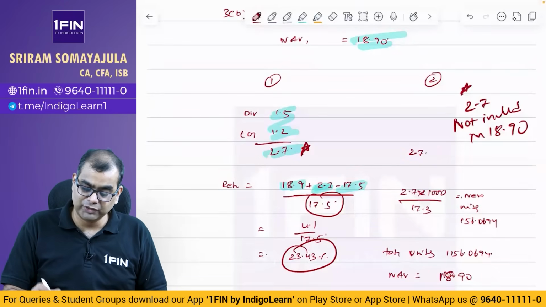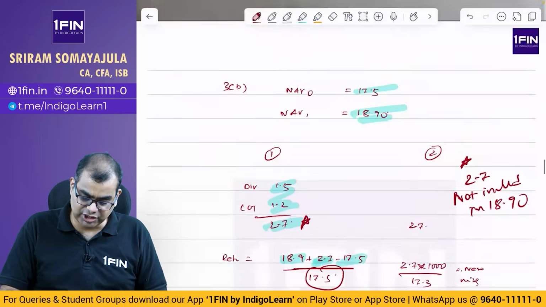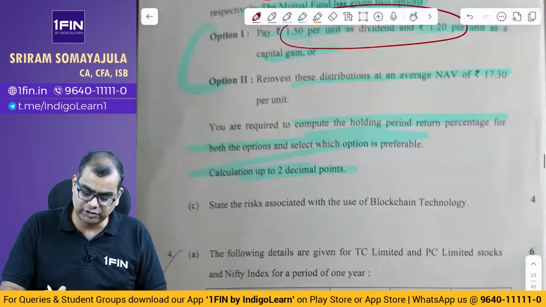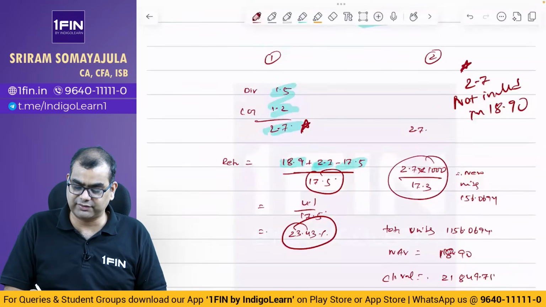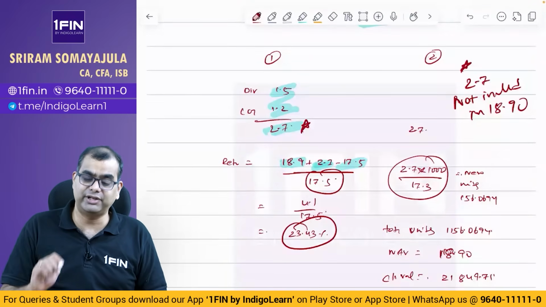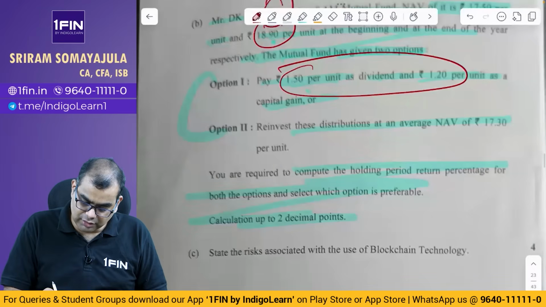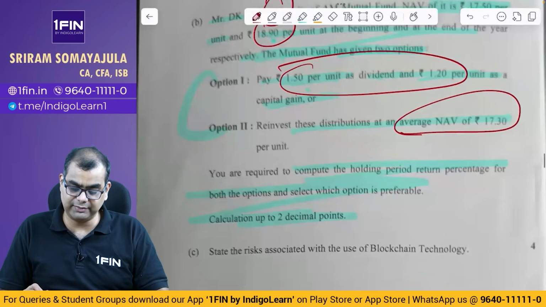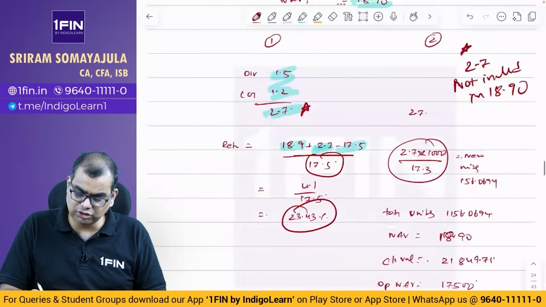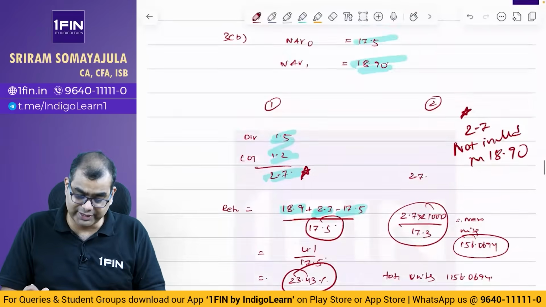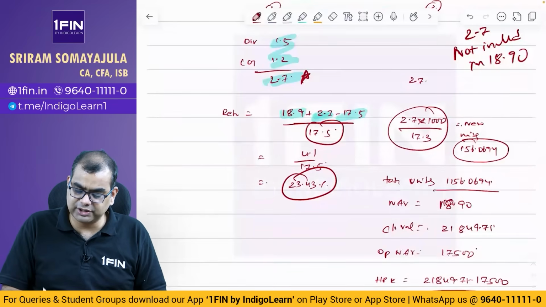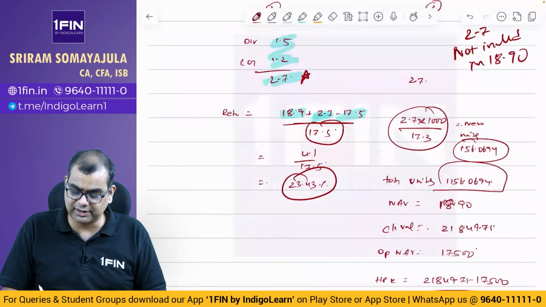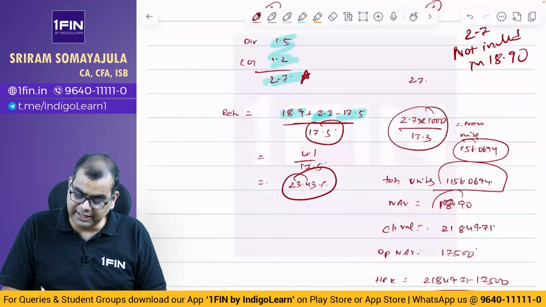This is one answer. Second case, what will happen? You have 1,000 units, right? So on these 1,000 units, you'll get 2.7 into 1,000, which is 2,700, which will be allotted as units at the NAV of 17.3. So how many units will you get? 2,700 by 17.3 is 156.0694. How many decimals, boss? They have said 2 decimals. Anyway, I've taken 4 decimals, no problem. Total units is 1,000 plus 156, you get 1156.069, and the NAV is 18.9.